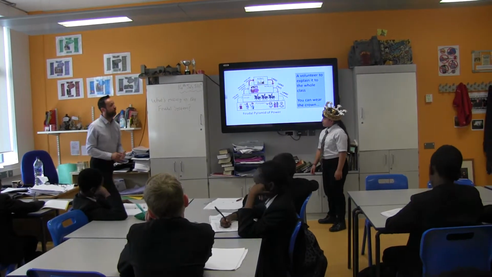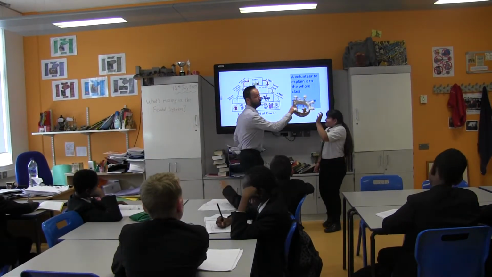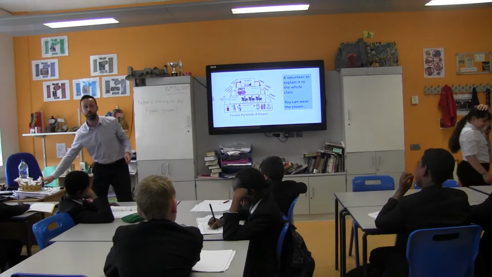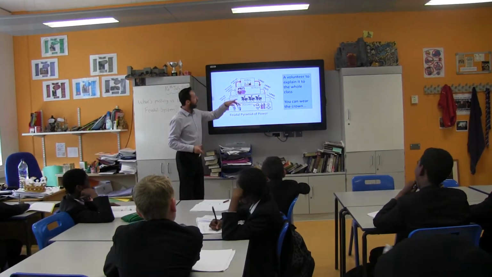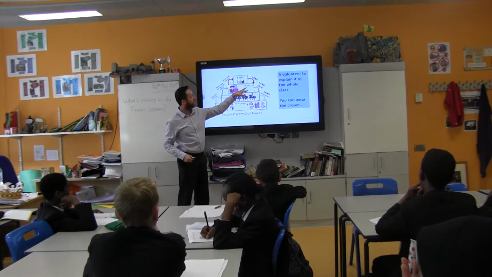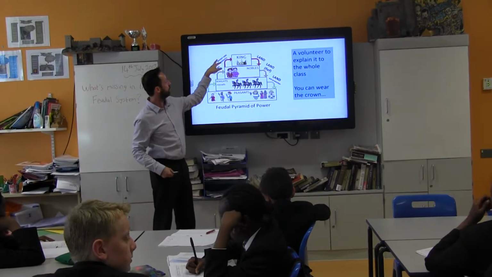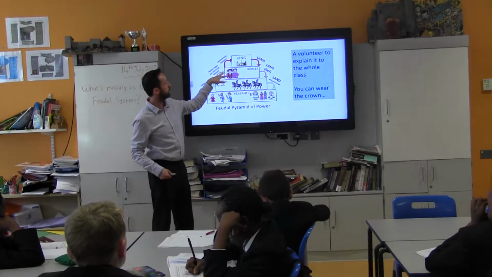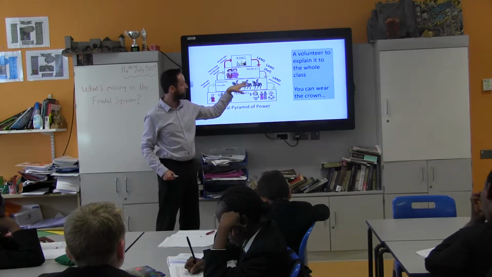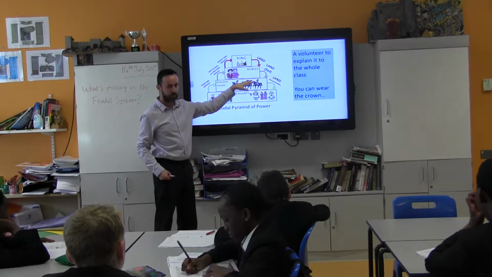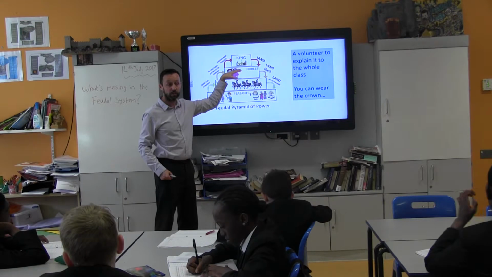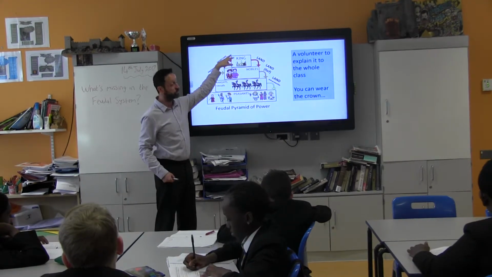So this is how it works. Just to remind you, I think we've got it, haven't we? The king is going to give land to the nobles. In return, they give him money and knights. The nobles will give some of this land they get from the king to their knights, who will fight. They'll protect the nobles, and they will also fight for the nobles on behalf of the king.